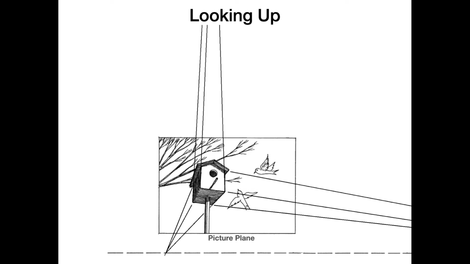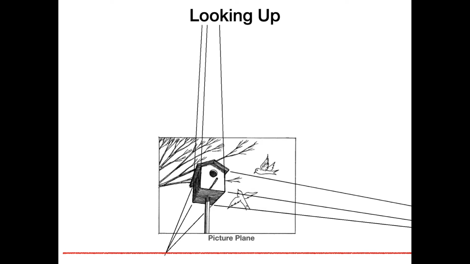Here's an example of looking up in three-point perspective. Notice where our picture plane is. That's the box that represents our drawing. But where is our horizon line in this case? It is all the way down here, outside of that picture plane.